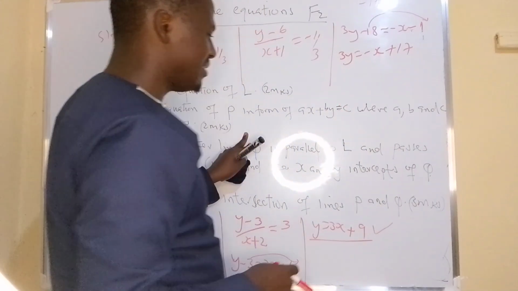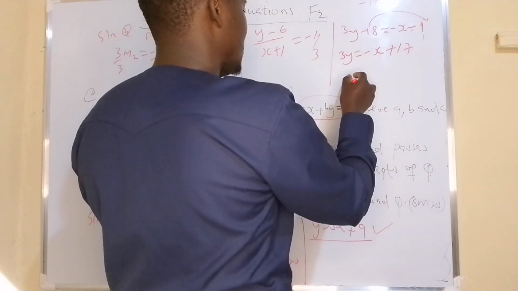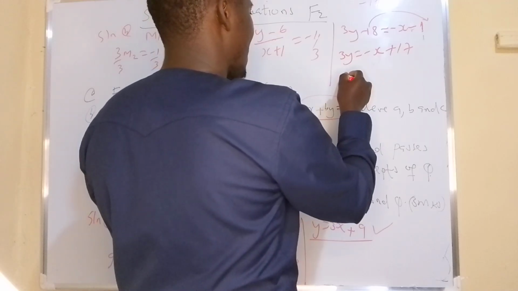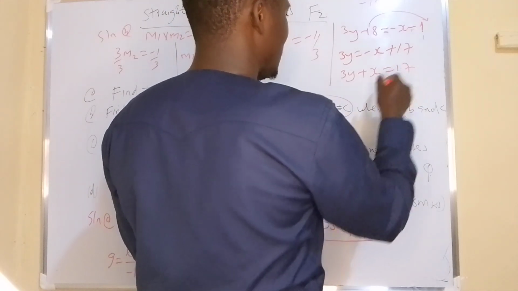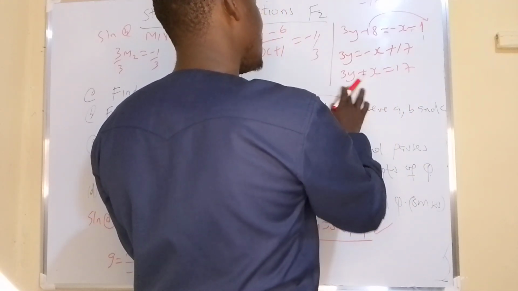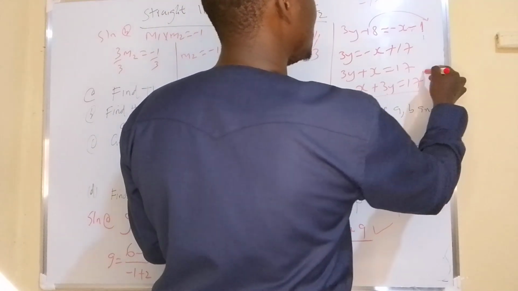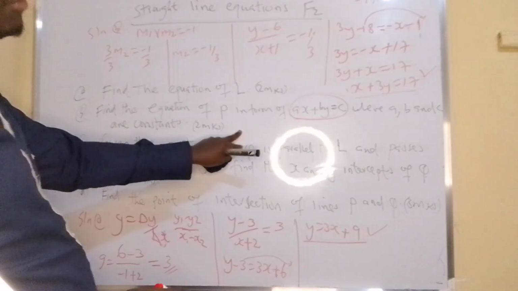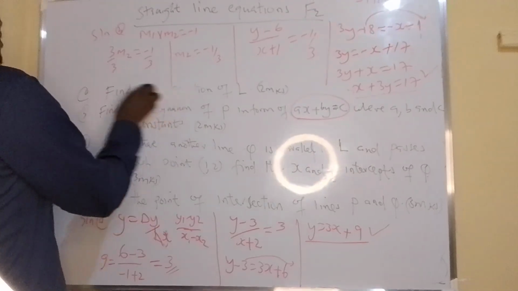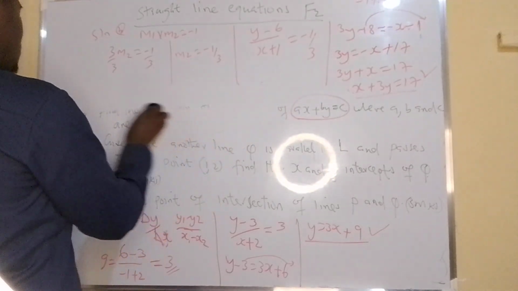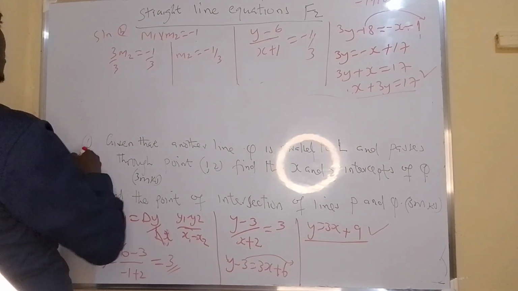So to give it in the form of ax plus by equals c, it will be 3y plus x equals 17, which means x plus 3y equals 17. That is the solution to B. Fine. Let's move on to solution to C now. Solution of C.